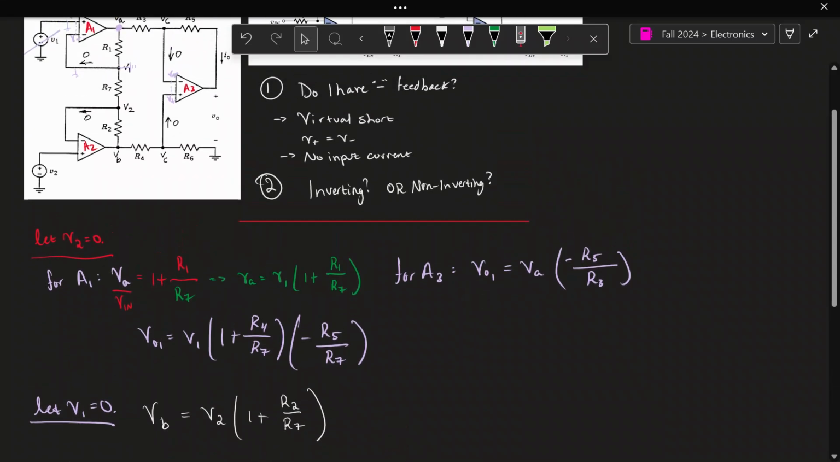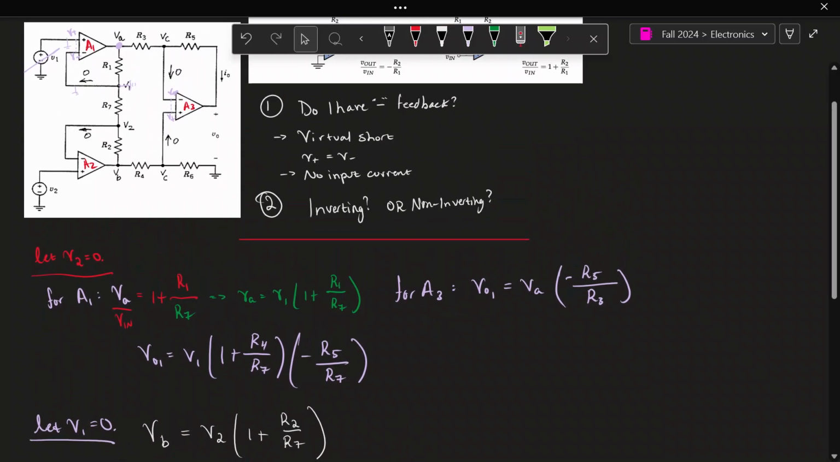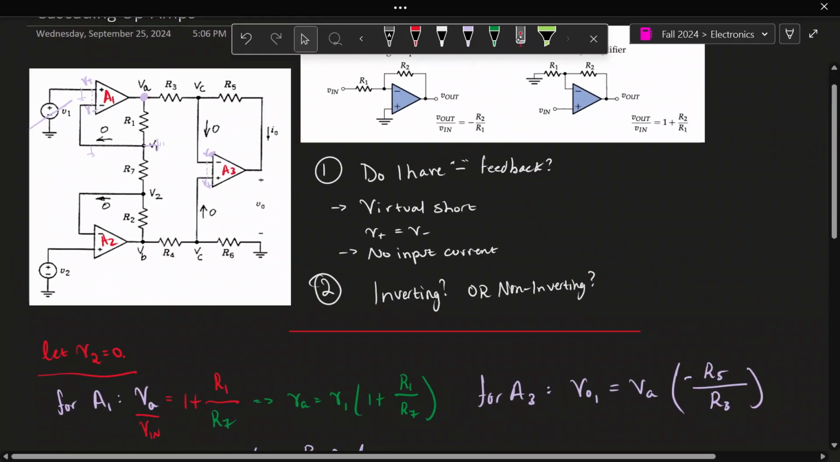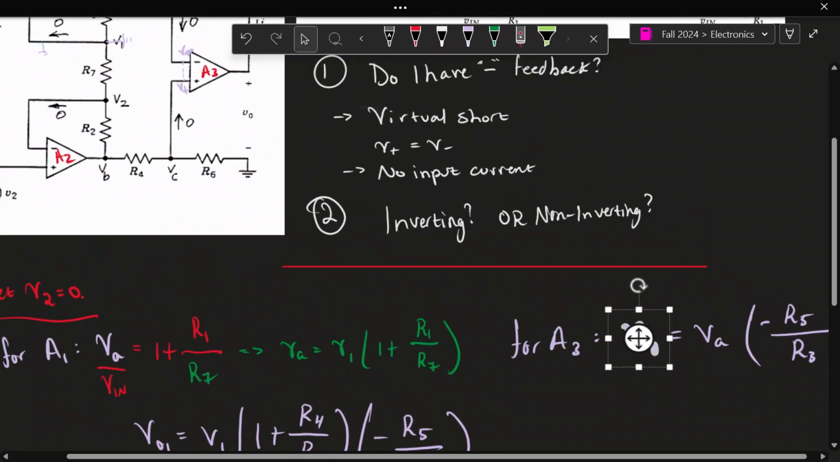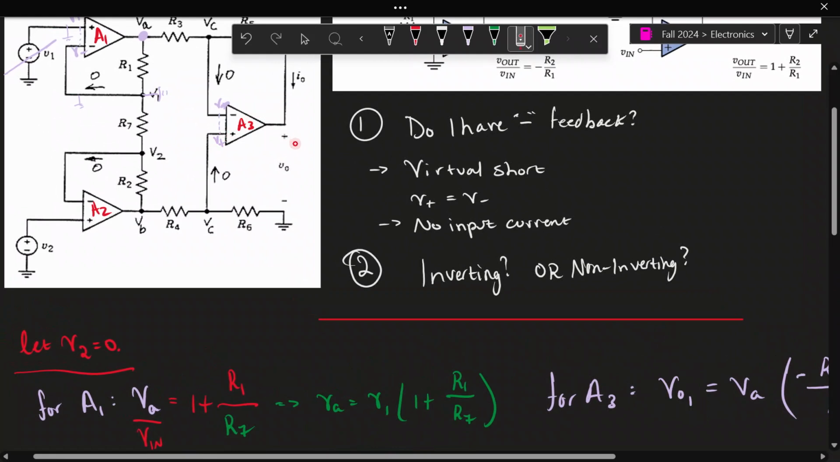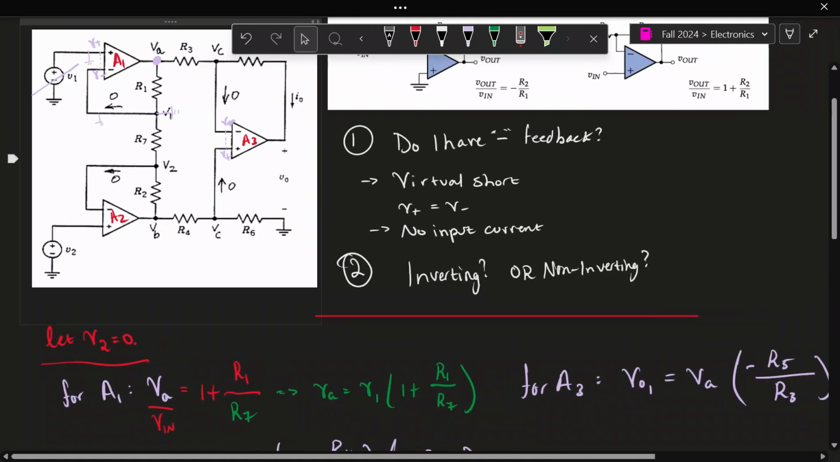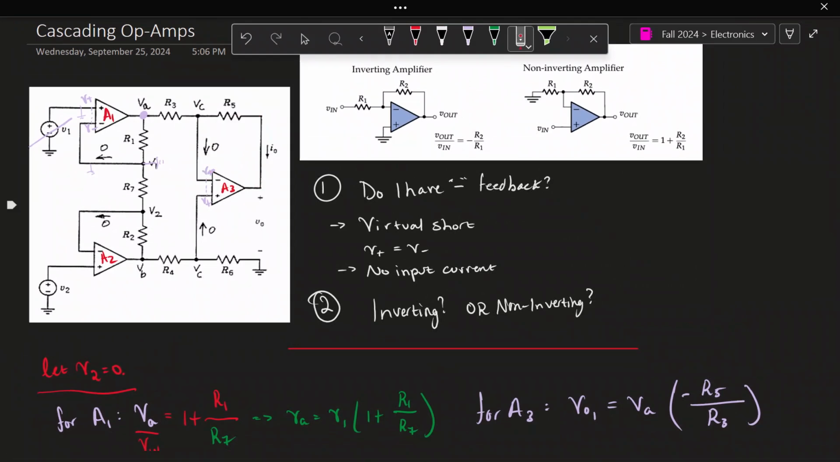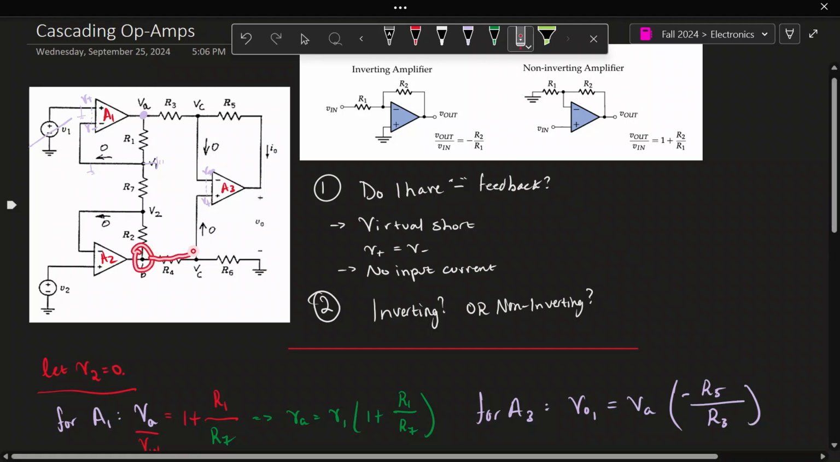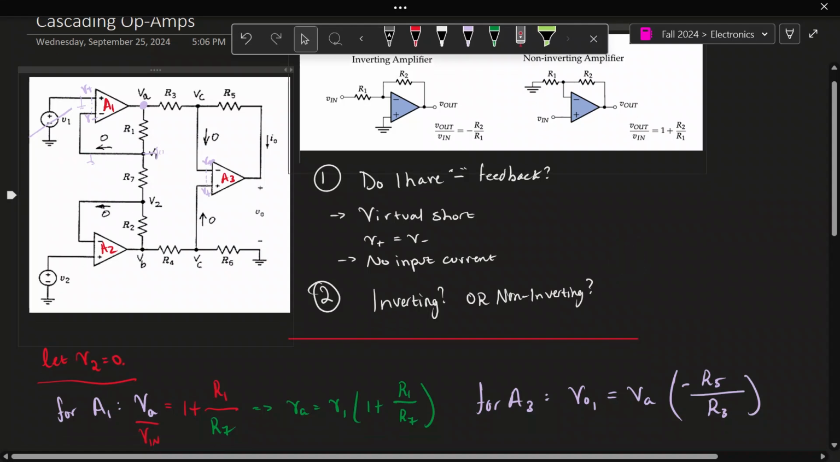Now, what do we do here? We found the voltage here, VB, but now we want to find the Vout2 with respect to when V2 is the applied voltage. Okay, let's see here. Do we have negative feedback? We already know we do. Now we need to figure out, is it inverting or non-inverting? Well, the voltage is applied here, so we have some voltage, and it's being applied to the positive terminal. So we have a non-inverting again.